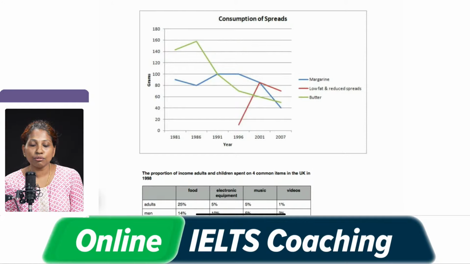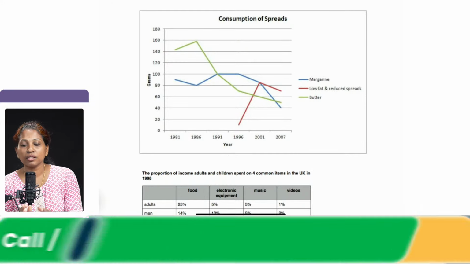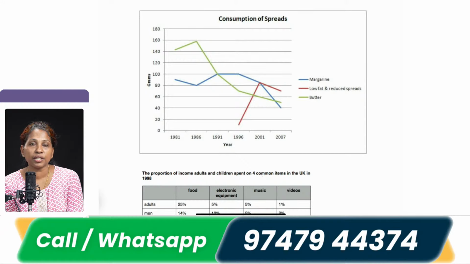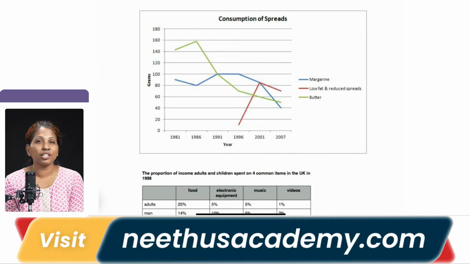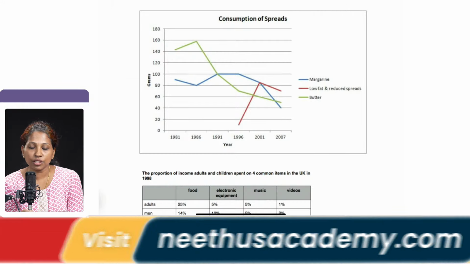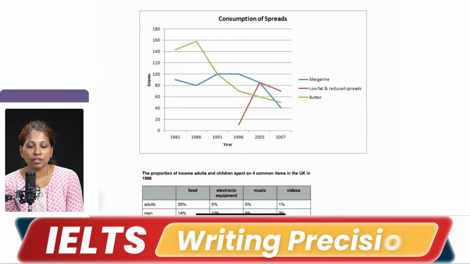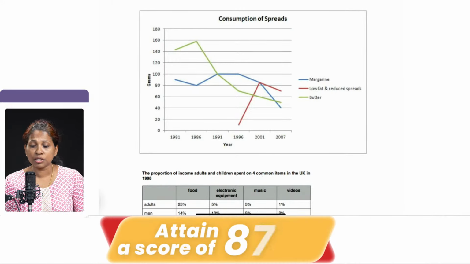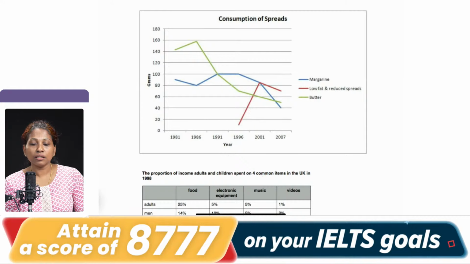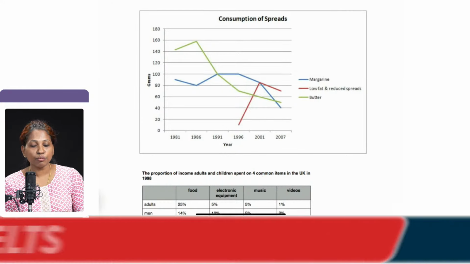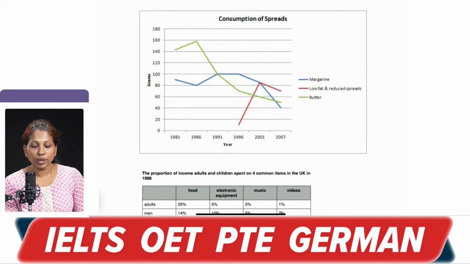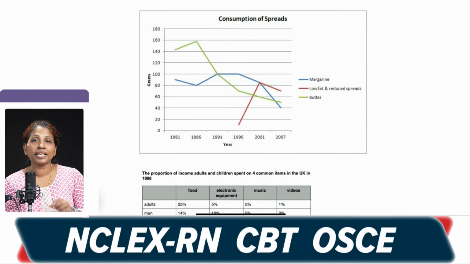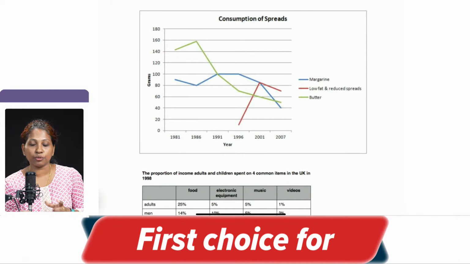If you are a person who goes through a lot of newspapers, when you see the Sensex page, the business page, you can see this is a very common diagram, wherein they show the inflation or maybe consumer goods or various information. Like this is about consumption of spreads, right? So they have given 3 items, margarine, low fat and reduced spreads, butter, 3 spreads. Now how are people consuming this, right?